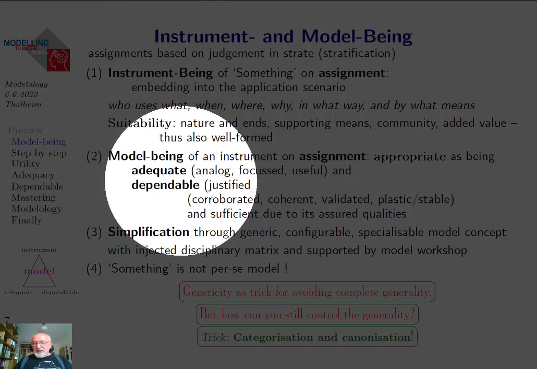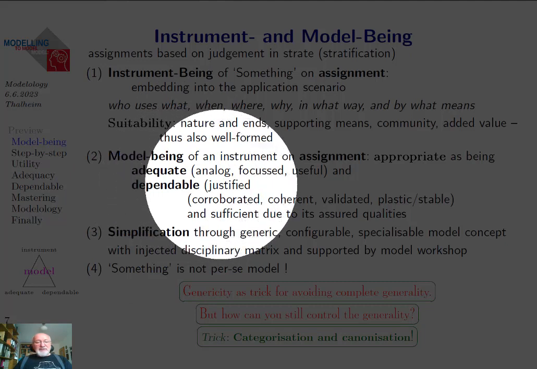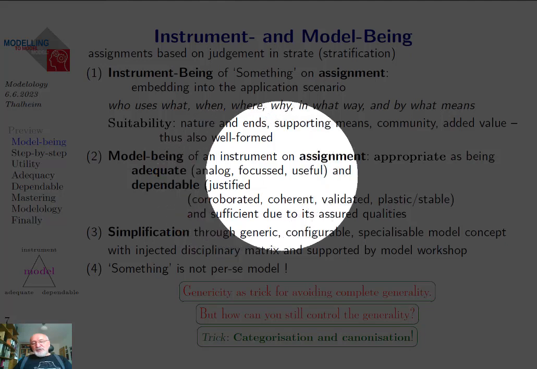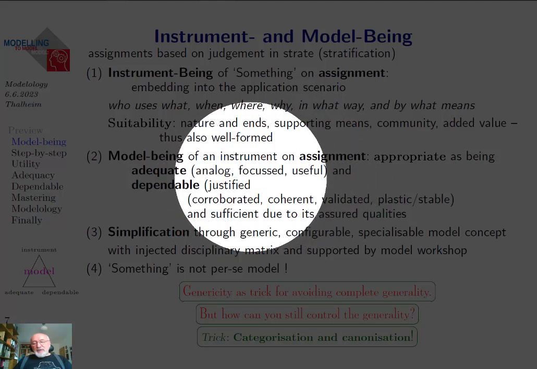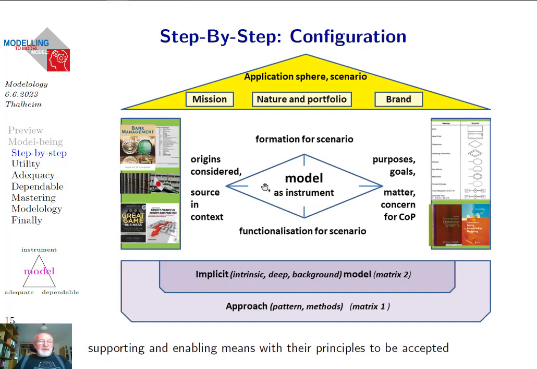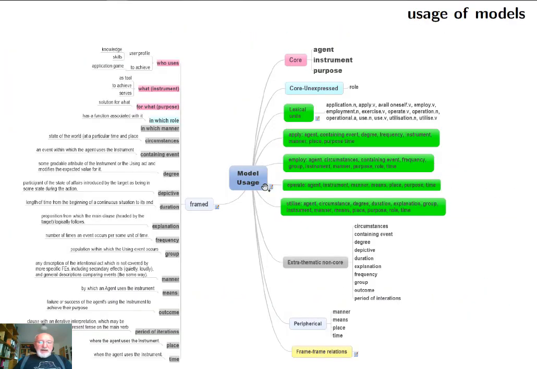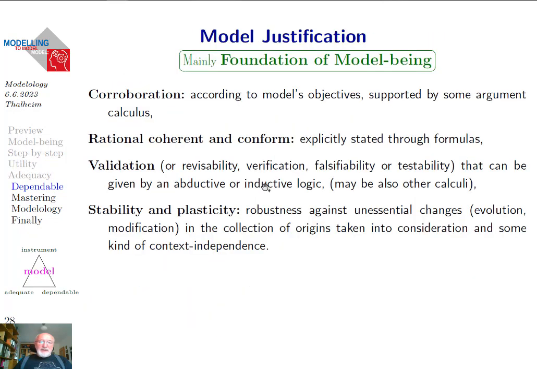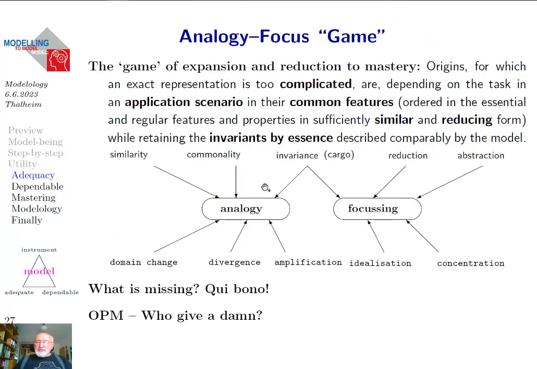Adequateness has already been considered in the past. Some papers or some books write that it should be based on a mapping from origins to the model. Or, more generally, we say it should be analog. It should be, of course, useful, and it should somehow allow us to restrict our attention. That means in this case we have something like a small game between adequacy and focus. That is a game.